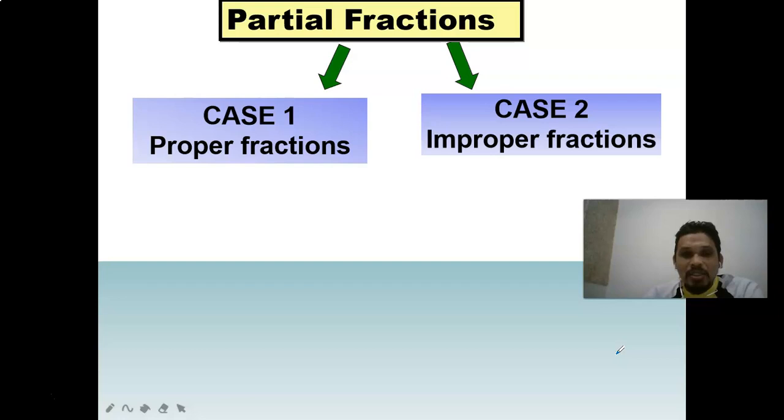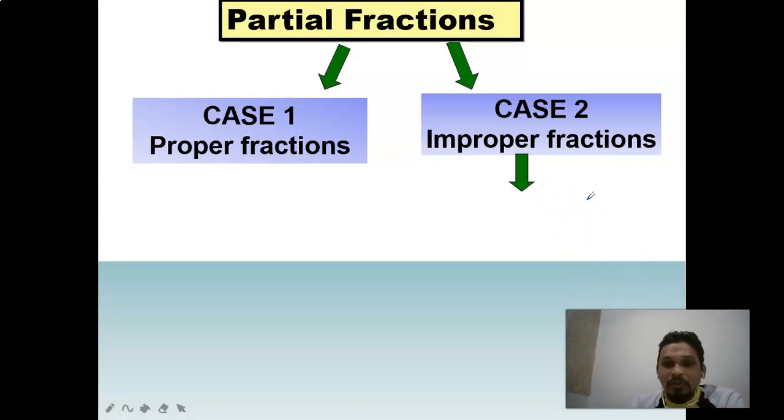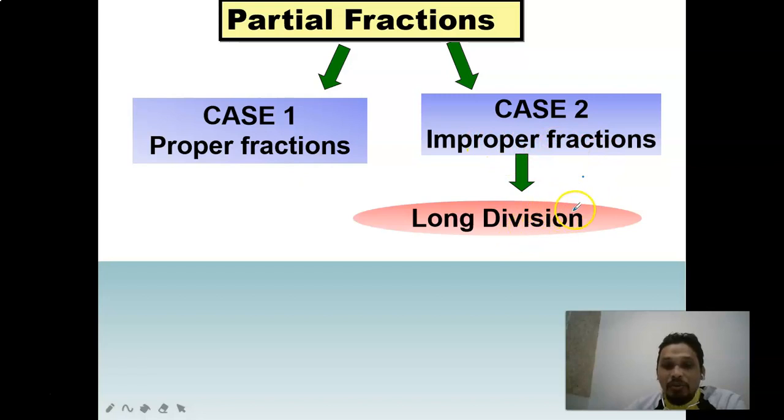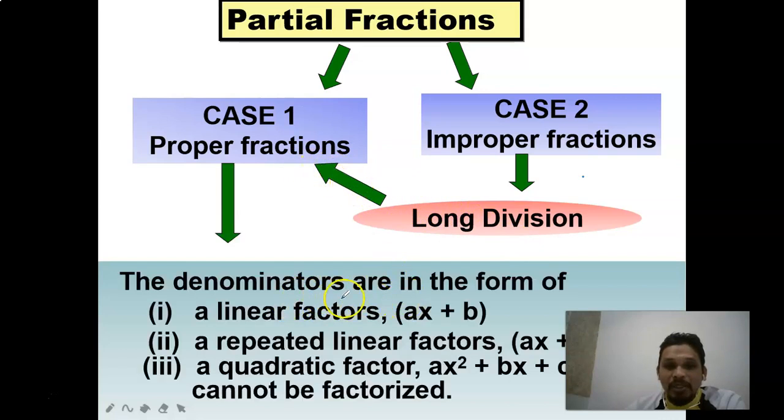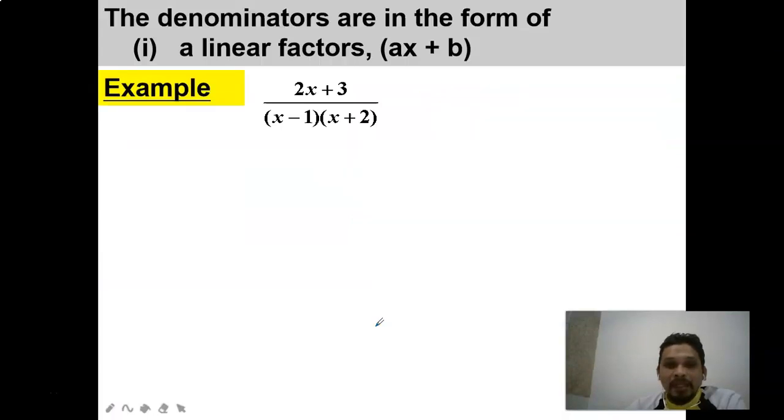Now, partial fractions with case number 1 and also case number 2, improper fraction. For case number 2, when it comes to an improper fraction, we need to make some adjustment by using long division, then the fraction will become a proper one. The denominators are in the form of linear factors, repeated linear factors, and quadratics that cannot be factorized. These three things are what we'll discuss for the whole of this subtopic. Then, examples.